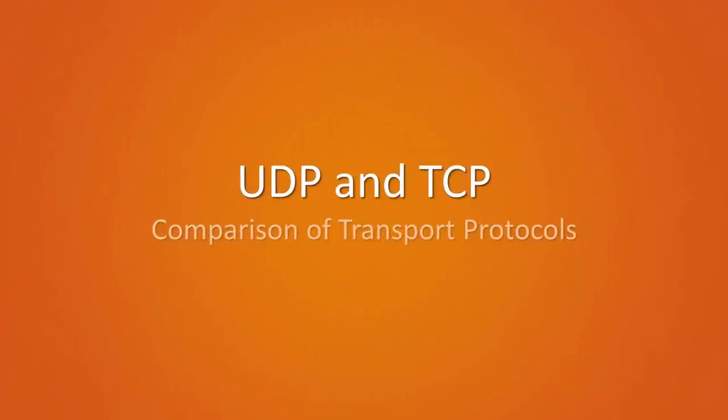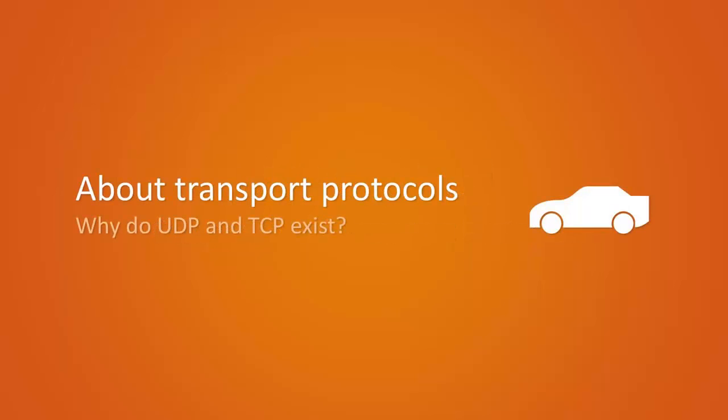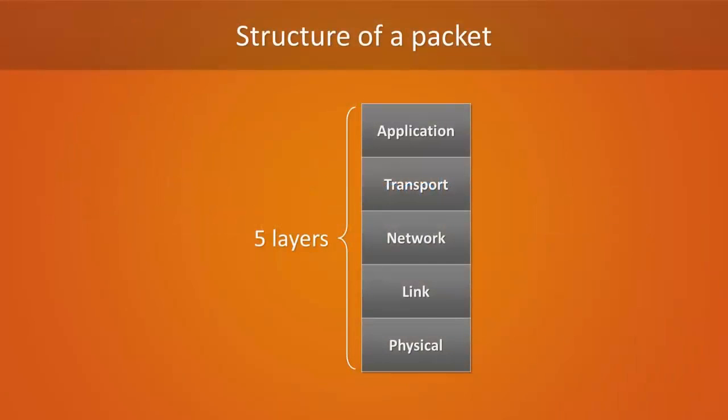In this video, we'll cover the two major transport protocols, UDP and TCP. Before we do that though, let's talk about transport protocols in general to understand why we need them in the first place. On the internet, every network packet follows this 5-layer structure. We have the application layer, the transport layer, the network layer, the link layer, and the physical layer.